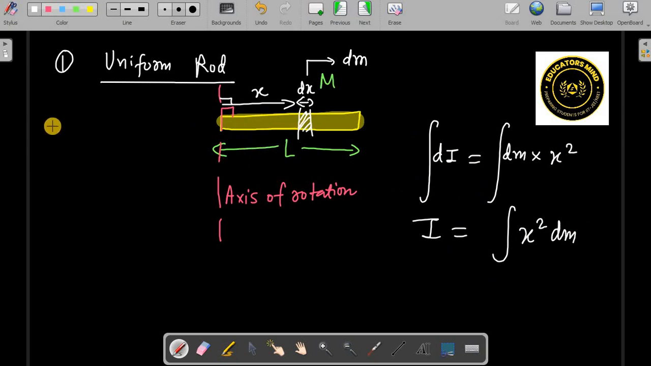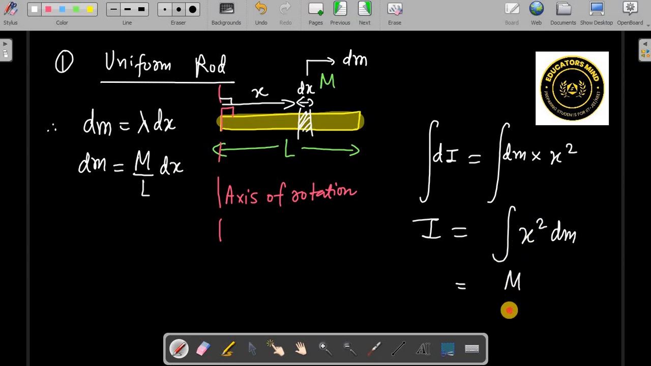Now how to write dm here? So first of all you should know lambda. So dm is equal to lambda dx. Now what is lambda? Lambda is mass by length, M by L, total mass by total length. So we'll substitute it here. So M by L factor will come out, and you have to do the integration of x squared dx. Next, it is going from where? The minimum value of x is 0, the maximum is L. So x is going from 0 to L.